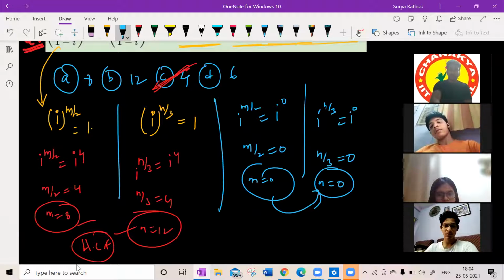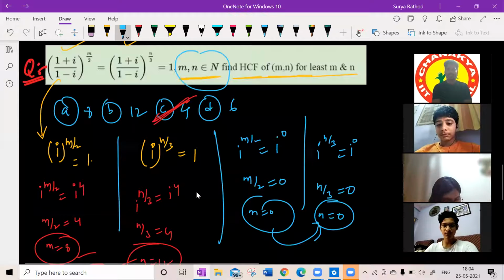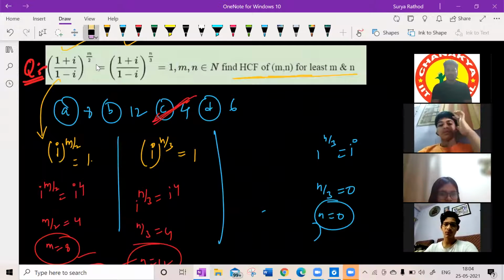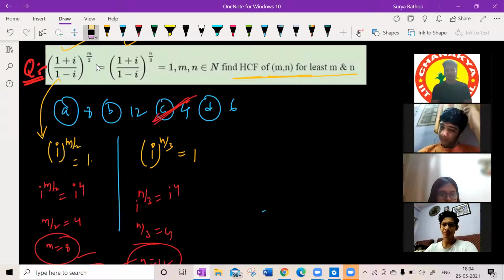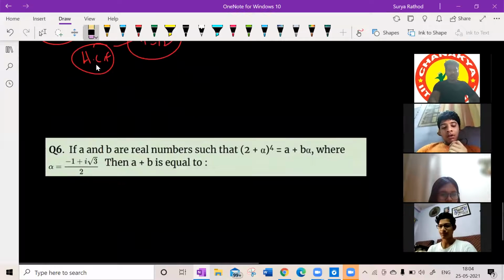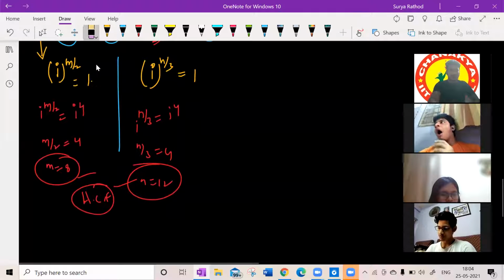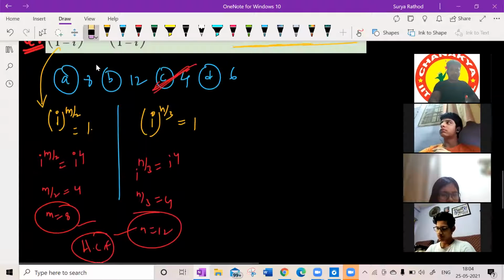But look at the question, everyone. m and n belong to natural numbers, where 0 cannot be a natural number. So that is the reason I cannot take i to the power of 0 in place of 1. Getting my point? This is what I got.